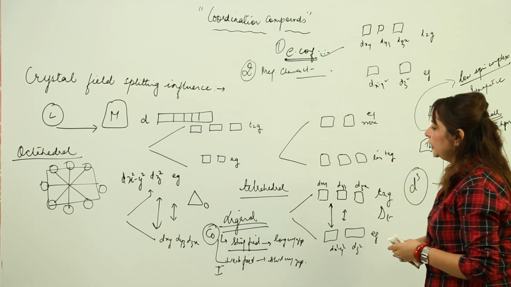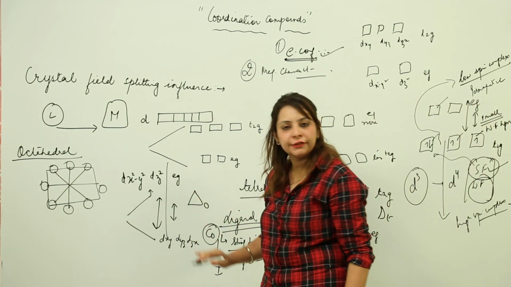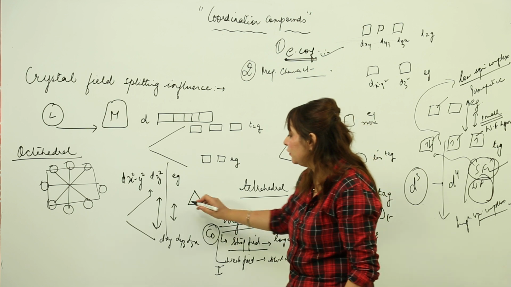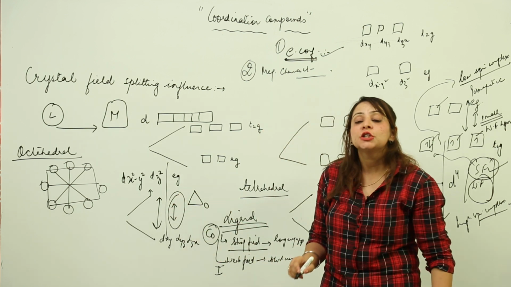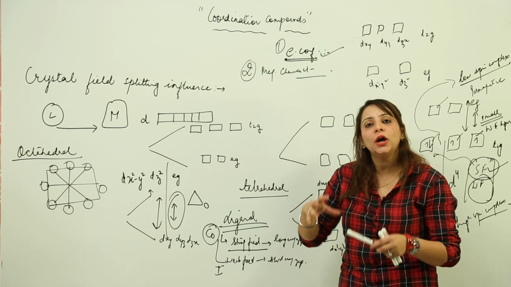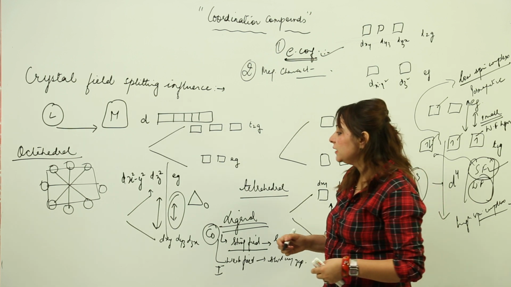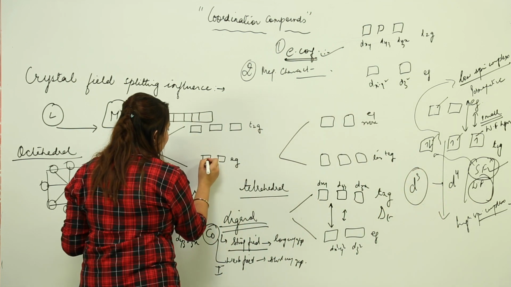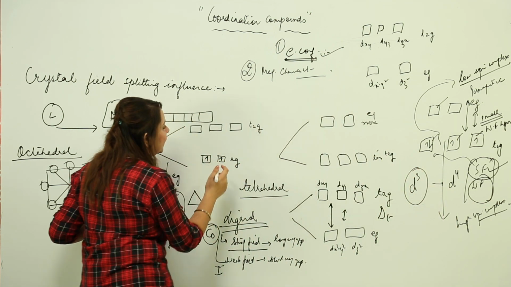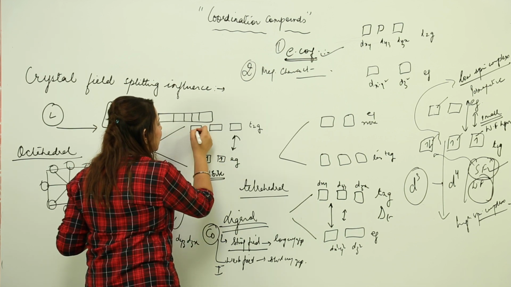Suppose it is a strong field ligand, so there will be a lot of energy difference. But if it is a weak field ligand, there will be a small energy difference. Small energy difference means light of shorter wavelength can excite the electron. So suppose I have an electron here and there is a small energy difference, then light of the visible region can actually excite the electron.